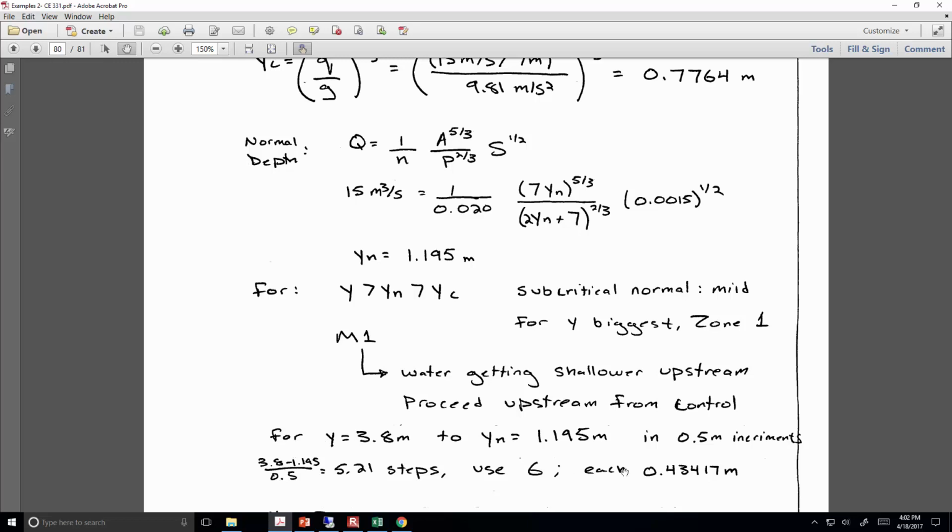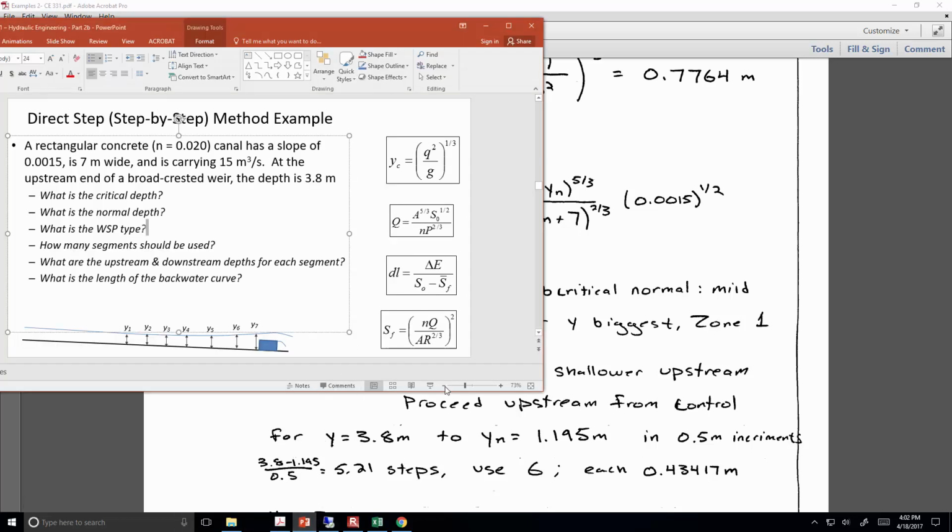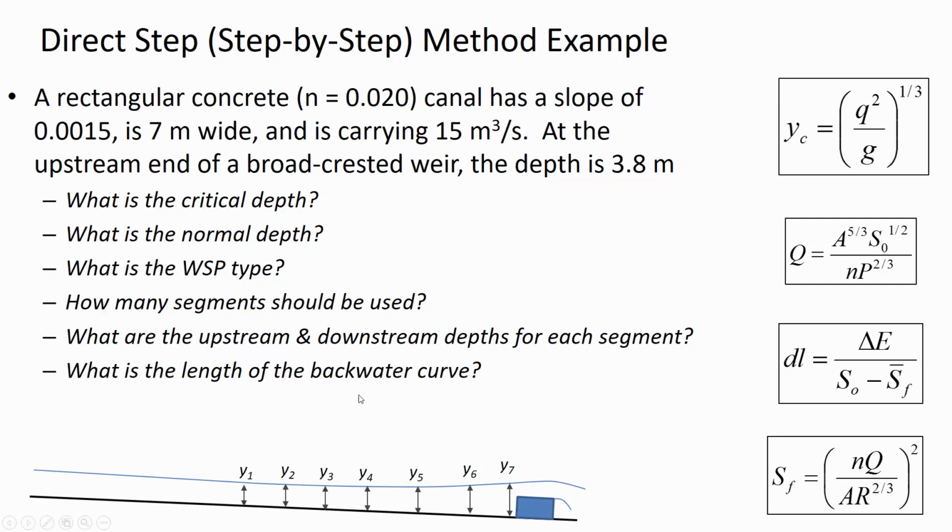So that means that each one of those steps is going to have a depth change of 0.43417. So 6 steps is actually what I had pictured here. Step 1 is from Y1 to Y2. Step 2 is from Y2 to Y3. So 1, 2, 3, 4, 5, 6. So there's going to be 6 segments.